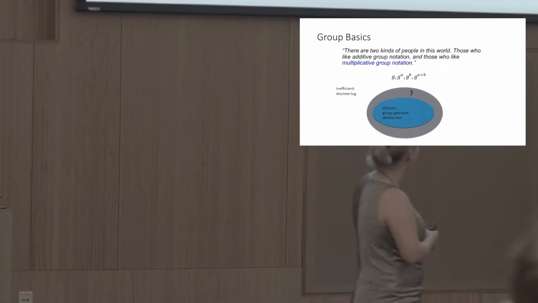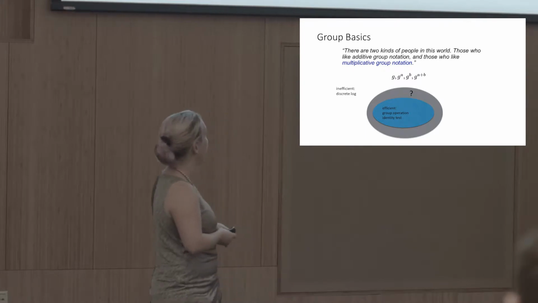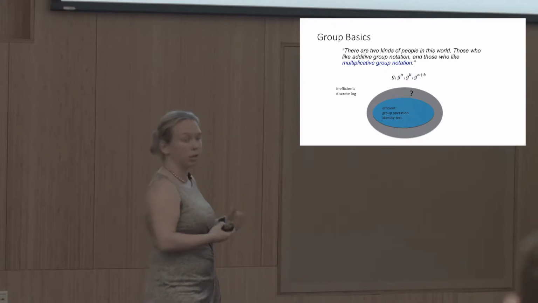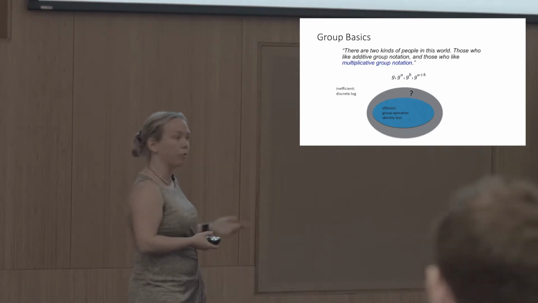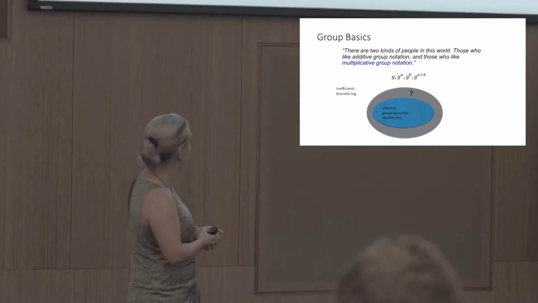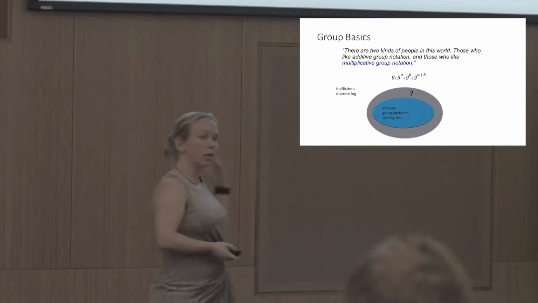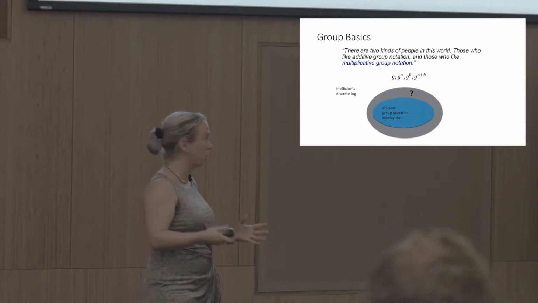So the fundamental landscape of what we hope for in terms of hardness in these groups is we have a few things we need to be efficient, like the group operation and the identity test, which is also referred to as the zero test, because zero in the exponent would be the multiplicative identity. And we really hope what's inefficient is at least the discrete log assumption. That's kind of the basic premise.